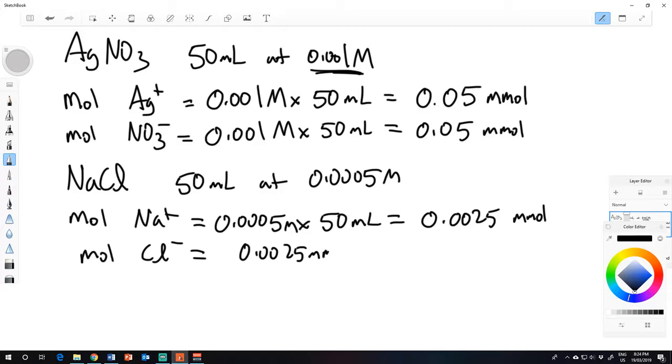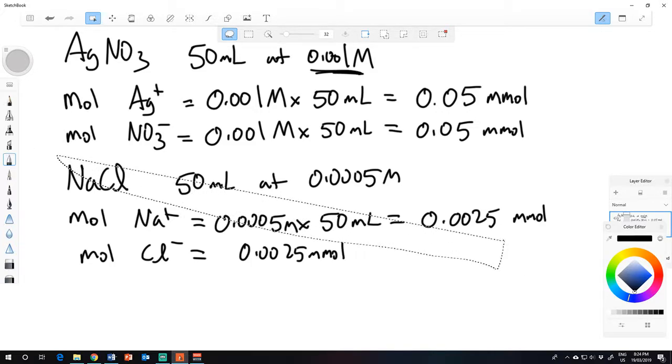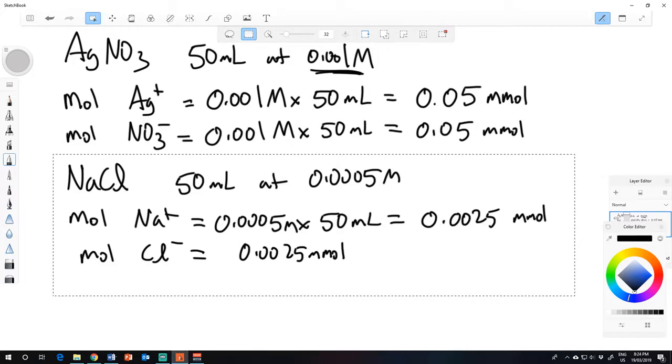Okay, so now that I've got the mole amounts, in this case millimole amounts, I can go ahead and calculate the concentration of each. So, pull this down.